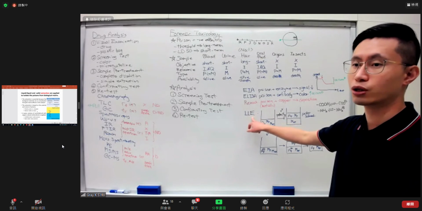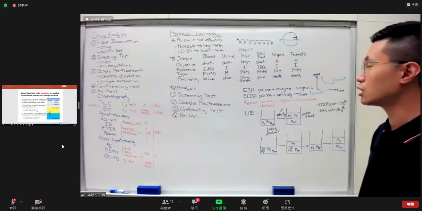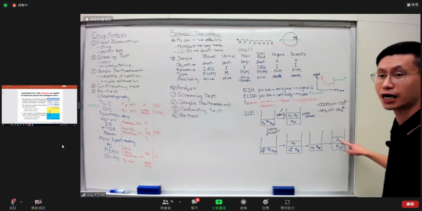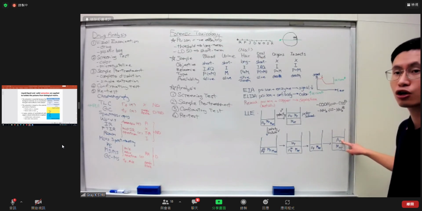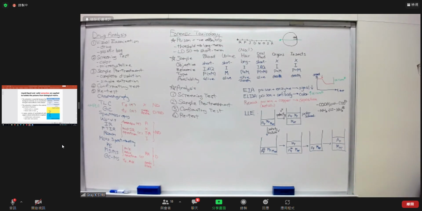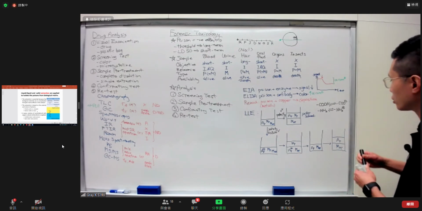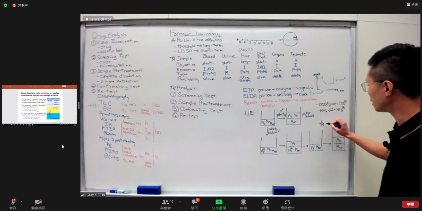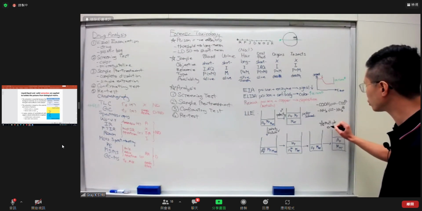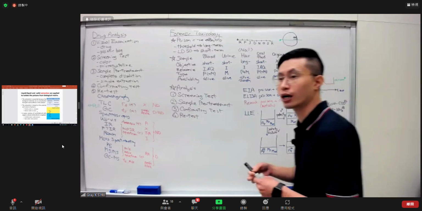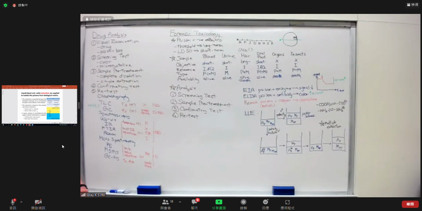So you do the extraction once only. And also we have the multiple extraction, where you divide the extraction solvent into several equal portions and then perform the extraction for several cycles. With multiple extraction, the recovery will approach 100%. So multiple extraction would be preferred, so that we aim for a high recovery rate. That is the approach for dealing with the LLE.